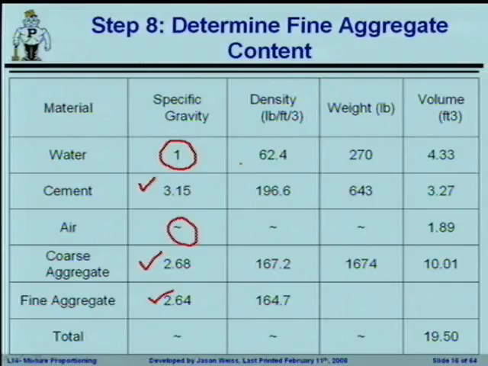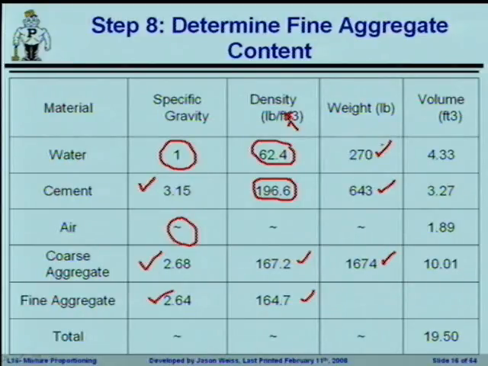If we multiply all these by our density of water, and I will erase the little divided by sign there, and that should have been a caret to be pounds per cubic foot, what we would end up with is 62.4 being our water. Our cement would be 3.14 times 62.4, which is 196.6. Coarse aggregate is 167.2. Fine aggregate is 164.7. We have the weight from going through our particular examples. 270 pounds was our weight of water. 643 is what we got for our cement. 1674 is what we just calculated for our coarse aggregate.